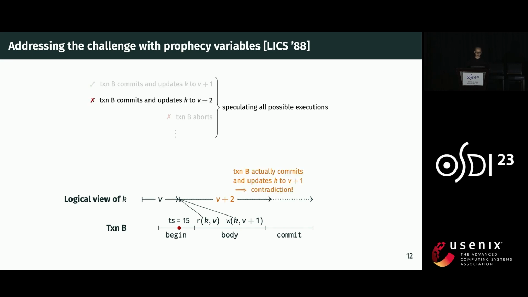But for the second case, and similarly for the third case, the proof updates the logical state to V plus 2, which doesn't really match what this transaction will do in the future. But it's okay because when the transaction commits and updates K to V plus 1, we will be able to obtain a contradiction. Thanks to prophecy variables, we're able to prove MVCC transactions against the nice spec that we have.